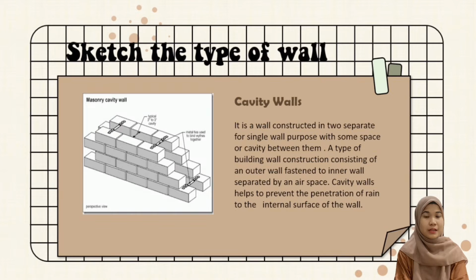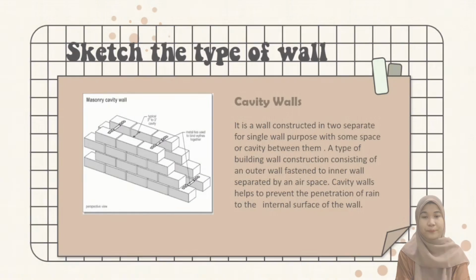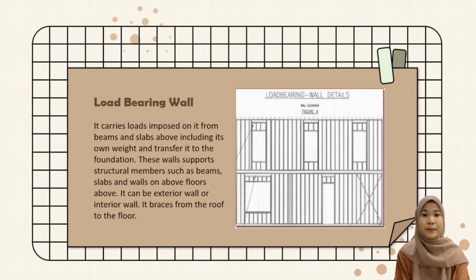Sketch the type of wall. Firstly, cavity walls. It is a wall constructed in two separate single walls with some space or cavity between them. A type of building wall construction consisting of an outer wall separated from an inner wall by an air space. Cavity walls help to prevent the penetration of rain to the internal surface of the walls. Secondly is load-bearing walls.